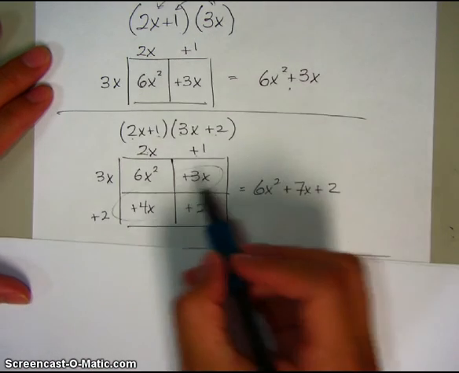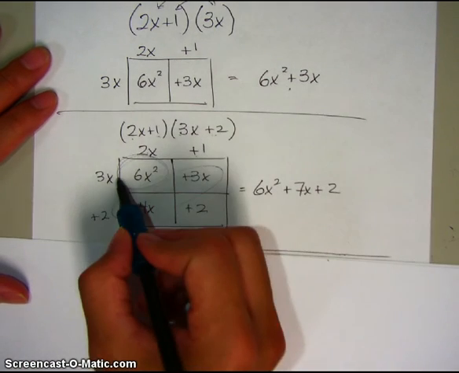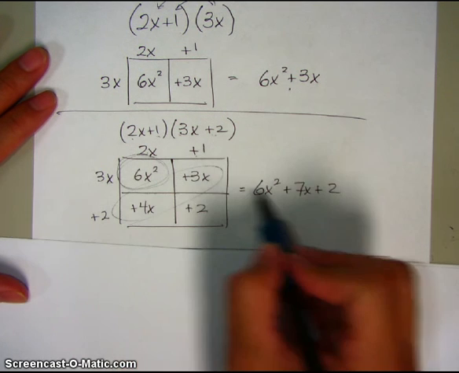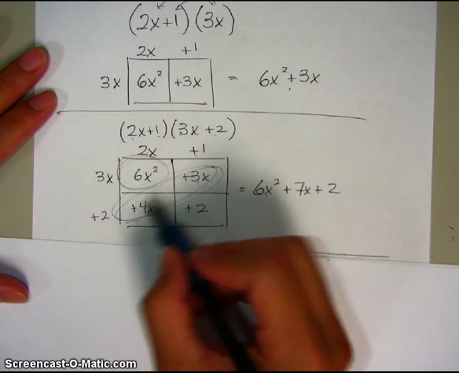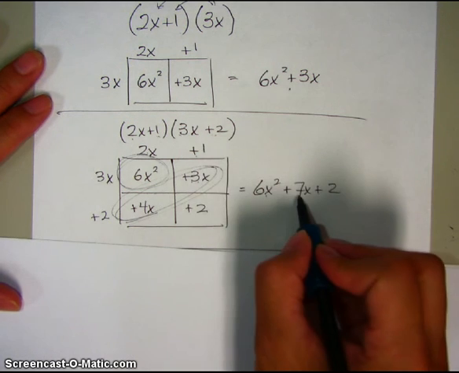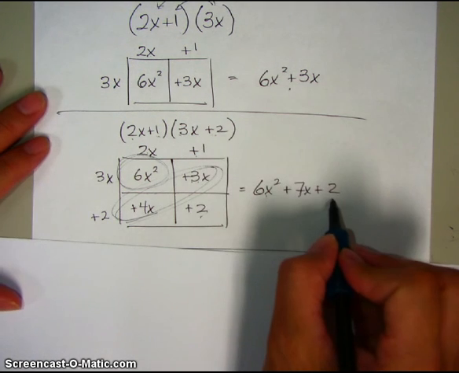And here's the cool thing about it: this top one is going to be all by itself. There's nothing else that has x squared, so I'm going to put that. These two happen to be like terms, so I just add them. 4 and a 3, they're both positive, so that's 7. And then my remainder part goes right there.